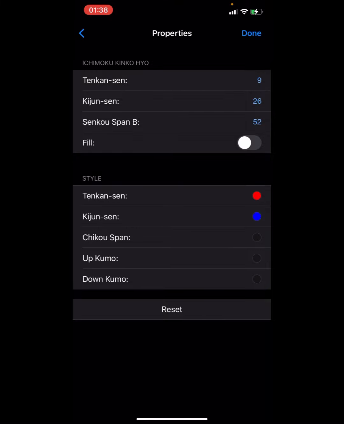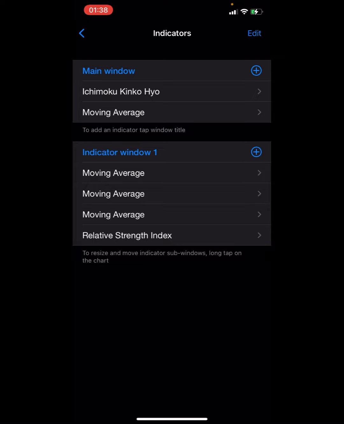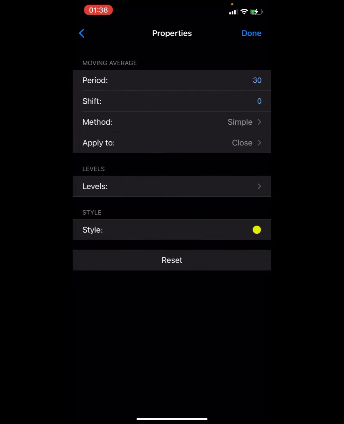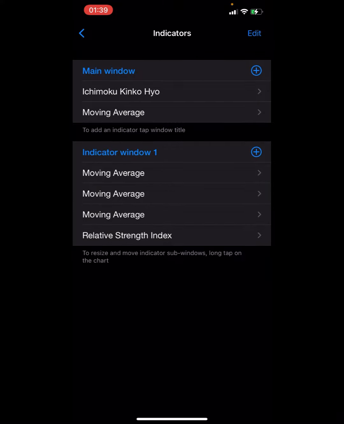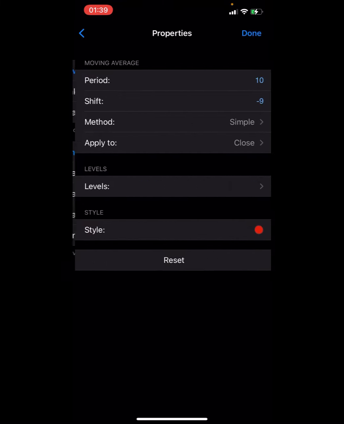Okay, then at the moving average we have period to be 30, shift to be 0, method simple, apply to close. The style yellow, but you can put whatever color you desire. Just make sure it's a color different from the Ichimokus. Okay, then under the indicator window 1 we've got the moving average.